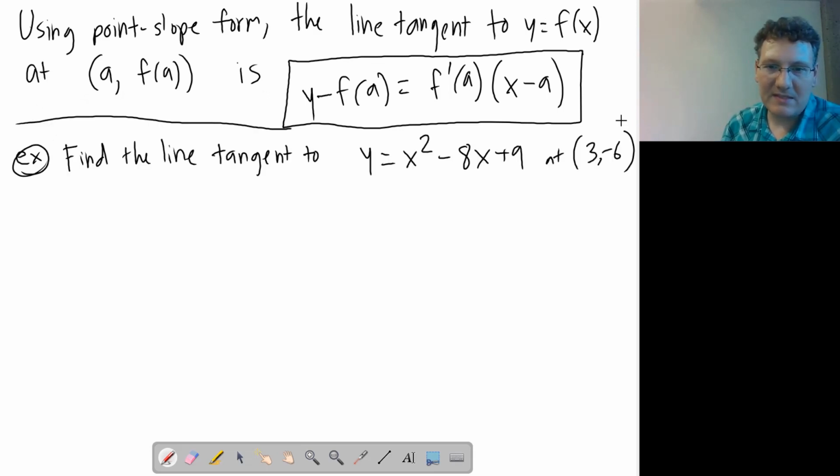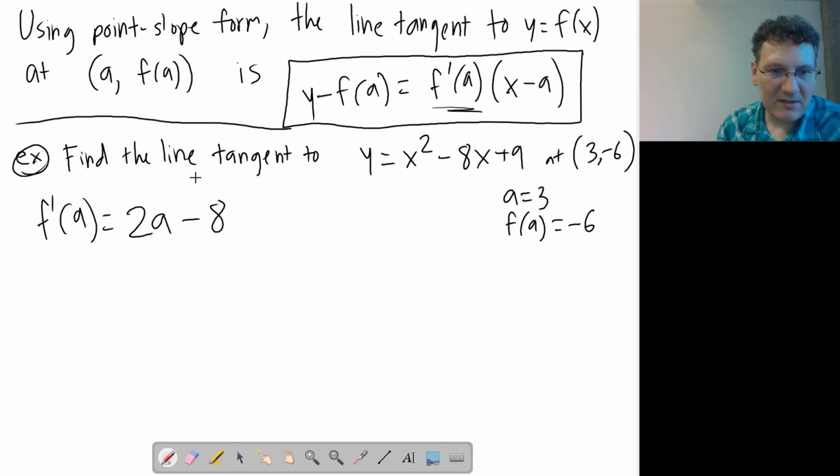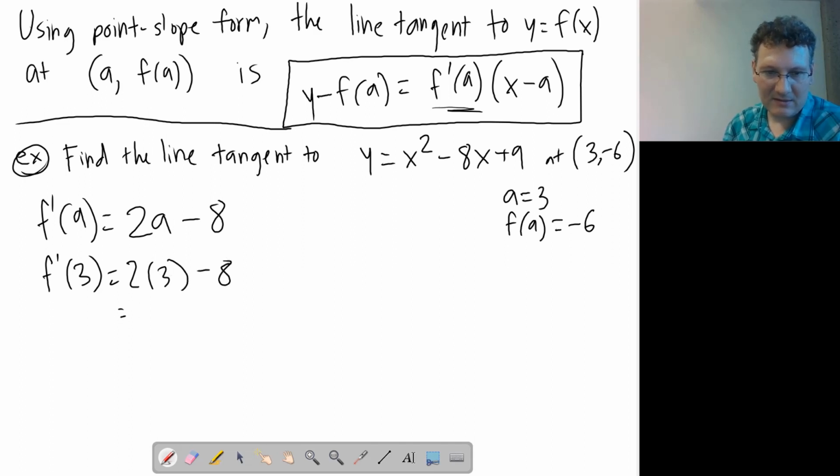Okay, so say we wanted to find the line that's tangent to this curve, y equals x squared minus 8x plus 9, which we just looked at a second ago, at the point 3, comma, negative 6. So the point here that we want to observe is a is 3, f of a is negative 6. We just need to evaluate f prime of a for 3. From the previous example, we found f prime of a was 2a minus 8. So f prime at 3 is going to be 2 times 3 minus 8. That's 6 minus 8, or negative 2. So we have all the pieces to put into this equation. y minus negative 6 equals negative 2 times x minus 3.